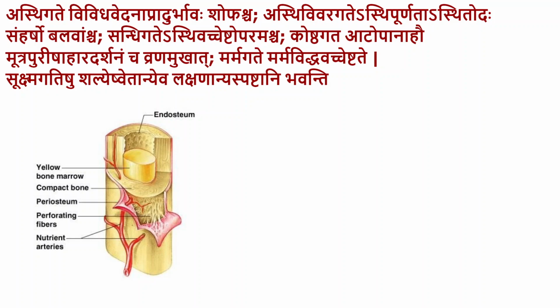Asti vivaragate, asti purnata, asti todaha, samharsho balavanshta. If it has gone into the asti vivara, in the deeper planes of the bone, then the symptom of the pain will be lesser. It will be just a heaviness feeling, and there could be impaired functions as such. Sandhigate, if there is an involvement of any joint, then astivata chestoparamashta, the functions of the joint could be affected.